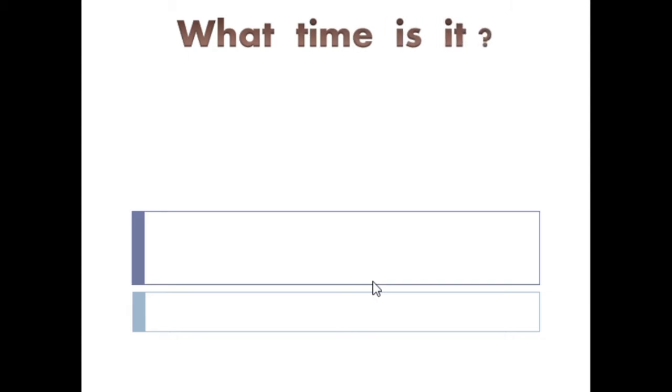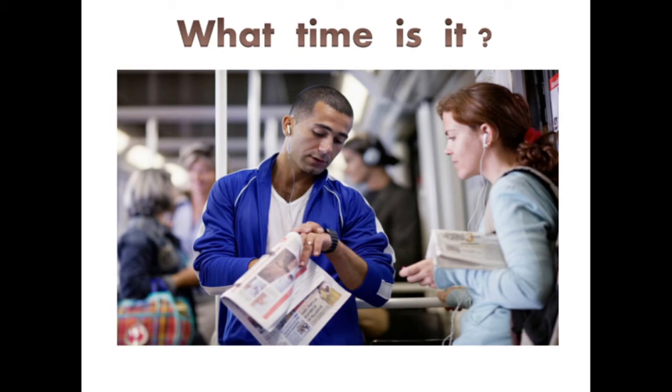Okay, last time we studied about saying and asking, what time is it? Yes, one more time. What time is it? Good job. When we say the time, we can use a clock, a watch, or even a clock or watch in your cell phone to tell the time.